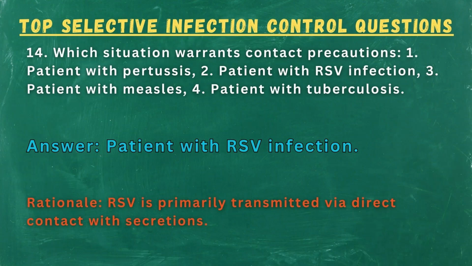14. Which situation warrants contact precautions? 1. Patient with pertussis. 2. Patient with RSV infection. 3. Patient with measles. 4. Patient with tuberculosis. Answer: patient with RSV infection. Rationale: RSV is primarily transmitted via direct contact with secretions.